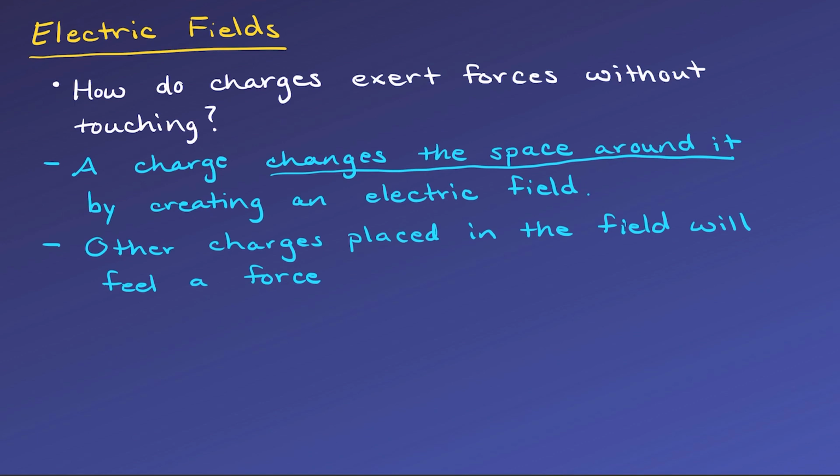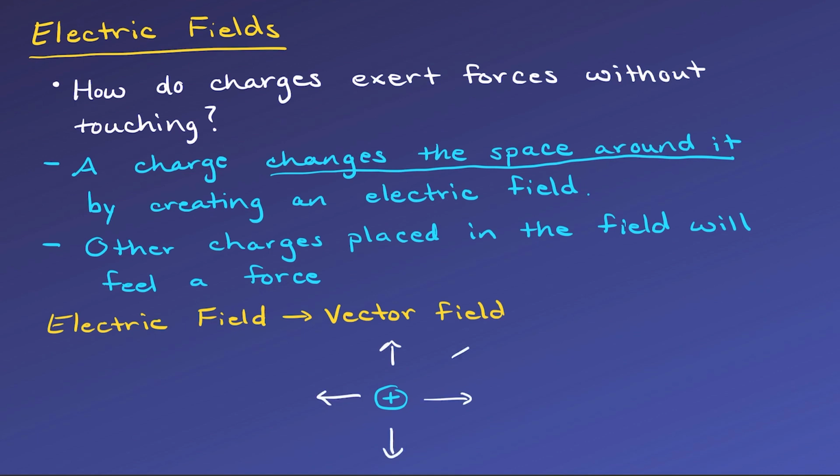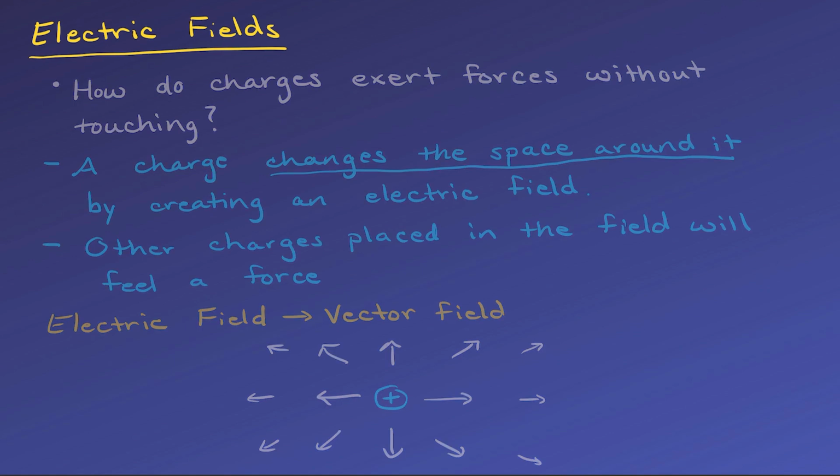Now, a field is something that fills all of space and has a value or a strength at every point in space. The electric field is what is called a vector field, meaning at every point in space it has a strength or magnitude, but it also has a direction. So you can think of an arrow or a little vector sitting at every point in space. The magnitude or strength of the field influences the size of the force exerted on the other charge, and the direction of the field determines the direction of the force.